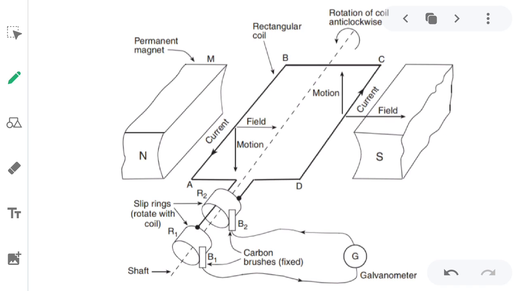What is the function of carbon brushes? We have already studied in the construction of a motor that it maintains the connection between the rotating part without rotating with that part. Like a ball bearing. A ball bearing's first part is fixed and another part moves, so that is how it maintains the contact as well as it rotates without rotating itself.